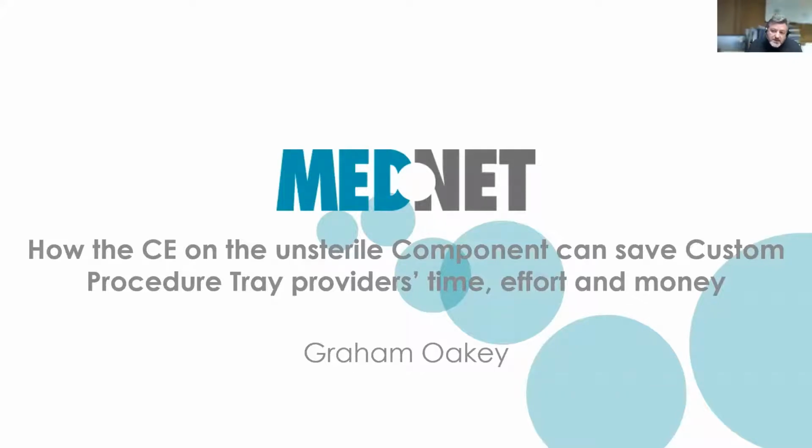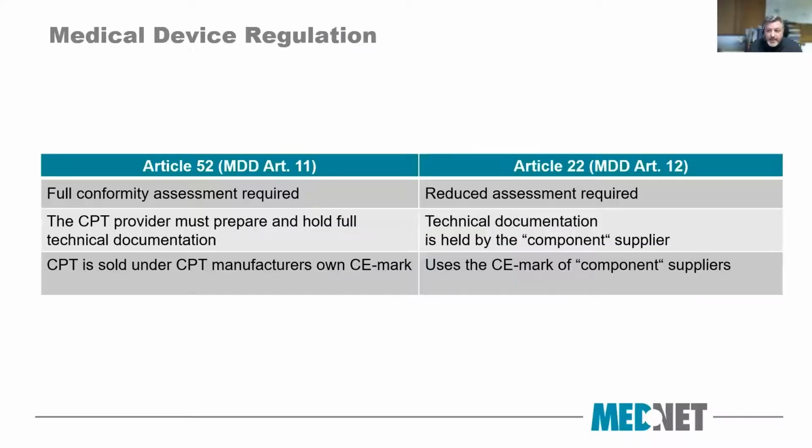So how can a CE on bulk non-sterile components save custom procedure tray providers time, effort, and money? There are two conformity assessment routes available under the arriving MDR. These are Article 52 and Article 22, formerly Article 11 and 12 under the MDD. Article 22 applies specifically to systems and procedure packs.